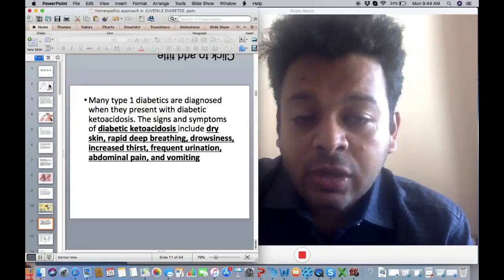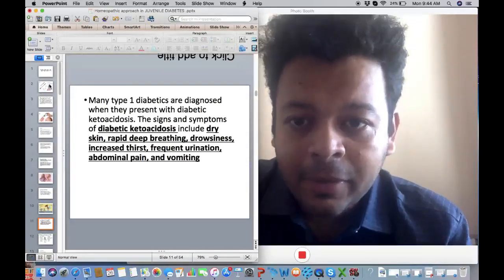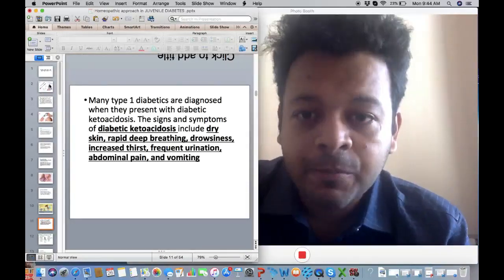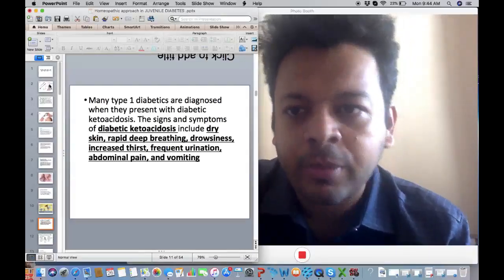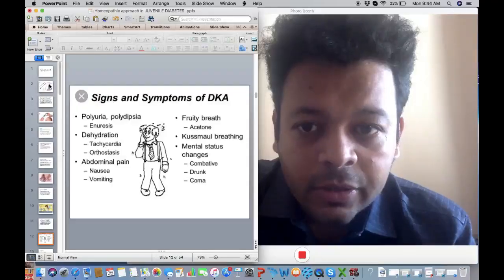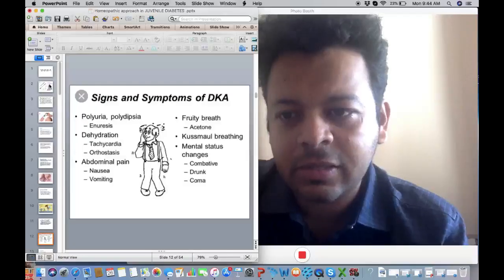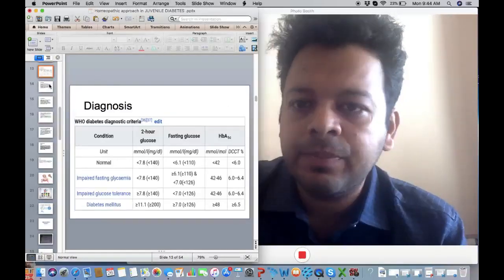Many of them are actually diagnosed at the time of diabetic ketoacidosis, where they develop dry skin, rapid breathing, drowsiness, increased thirst, frequent urination, abdominal pain, vomiting. What are the common symptoms of diabetic ketoacidosis? Fruity breath, Kussmaul's breathing, mental status is affected, abdominal pain, dehydration, and so on.